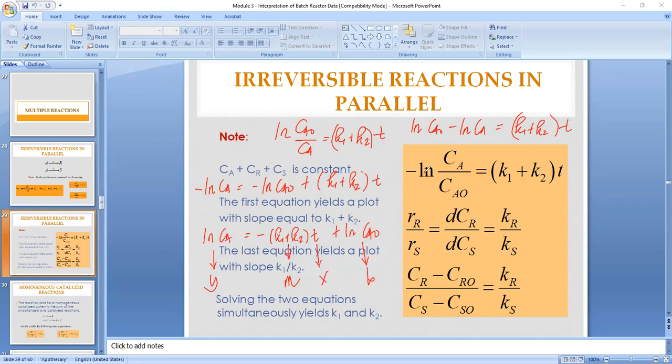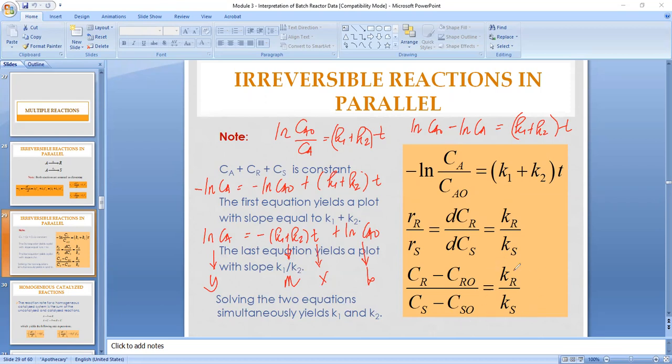So that's the reason why it's stated here that the first equation yields a plot with a slope equal to the sum of k sub 1 plus k sub 2. Of course, it is negative. The last equation, referring to this one, yields a plot with slope k sub 1 over k sub 2.